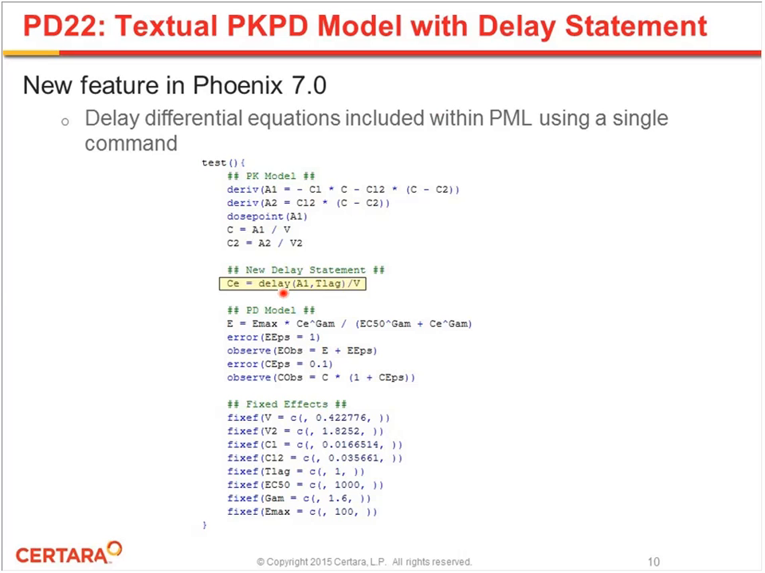And here I'm using the formula CE. This is a delay statement. I'm using the A1, which is the amount of drug in the central compartment, together with a T lag parameter, a time lag parameter, which is a delay, and this whole expression is then divided by the volume of distribution to get to a concentration. And this should cover for temporal differences or delays between plasma concentrations and response.